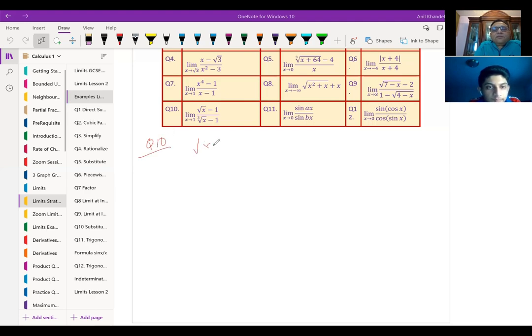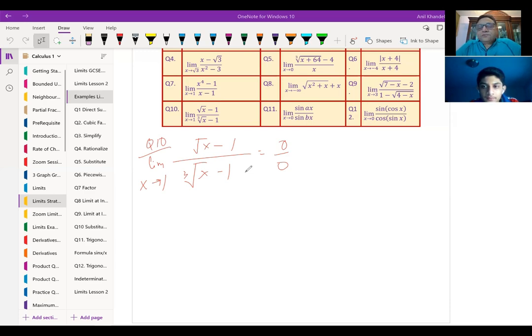Square root of x minus 1 over cube root of x minus 1, limit x approaches 1. So as soon as I substitute 1, I get 0 over 0, so it is indeterminate. Now, you could rationalize, you could factor, and solve. What will you do?